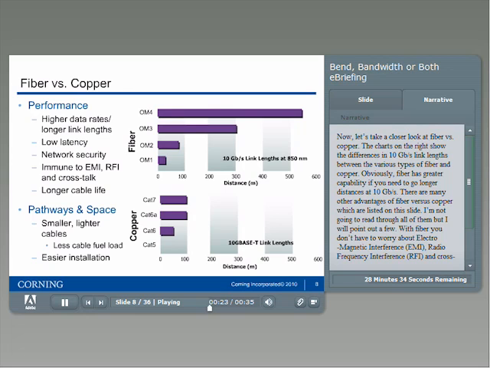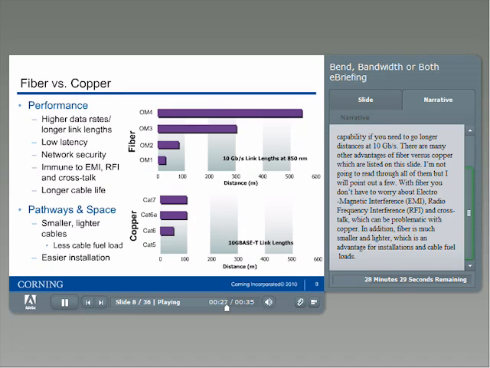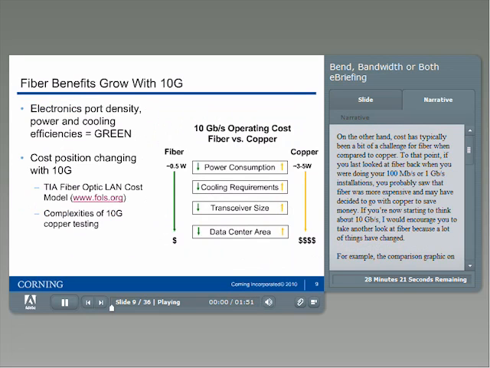With fiber, you don't have to worry about electromagnetic interference, radio frequency interference, and crosstalk, which can be problematic with copper. In addition, fiber is much smaller and lighter, which is an advantage for installations and cable fuel loads. On the other hand, cost has typically been a bit of a challenge for fiber when compared to copper.